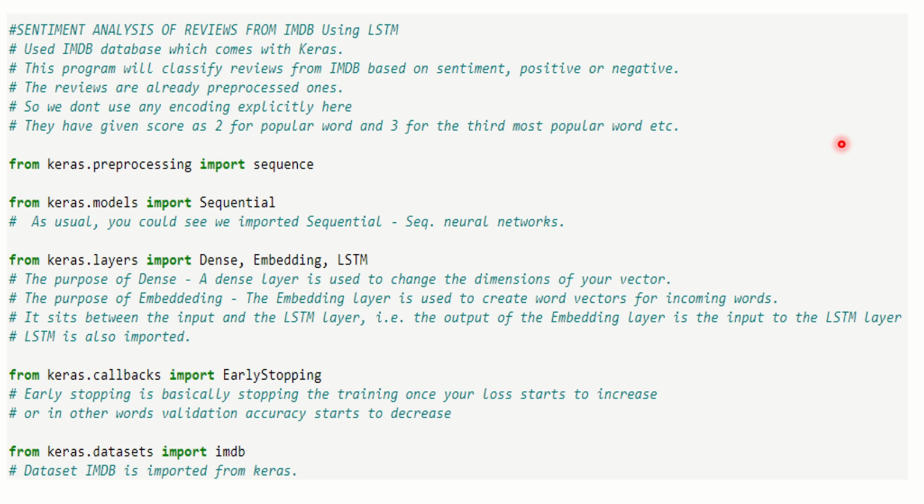Now, the first step, I'm going to import sequence followed by importing sequential. As you know, regularly we use sequential because we are going to build a sequential neural network. Next step, I need to import dense, embedding and LSTM. What is the purpose of dense? A dense layer is used to change the dimensions of your vector. So I need to change the dimensions, and for that I have no other go but dense. What is the purpose of embedding?